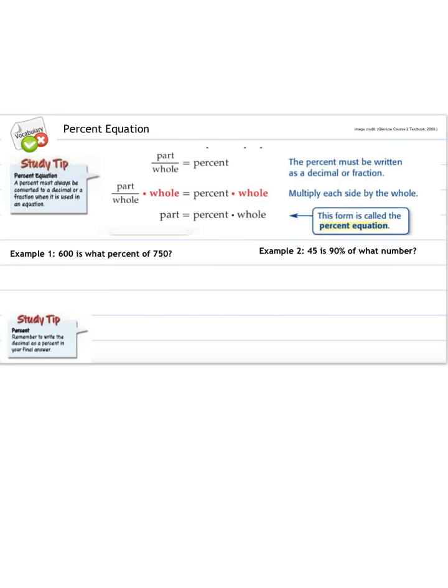Okay, so now we're looking at the percent equation, which looks like this. Again, you have the part over the whole, which equals the percent. Okay? And then we're showing in this step here that if you multiply each side by the whole, these would then cancel, and you would be left with part equals percent times whole. And this is the percent equation. So this is what you need to know. Okay? Part equals percent times whole.